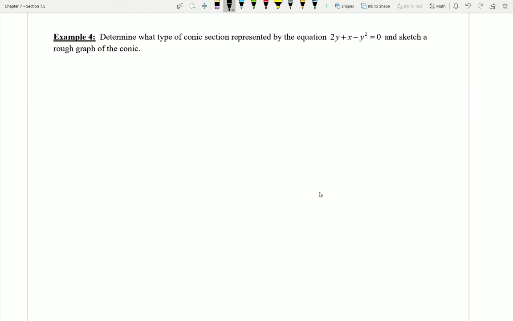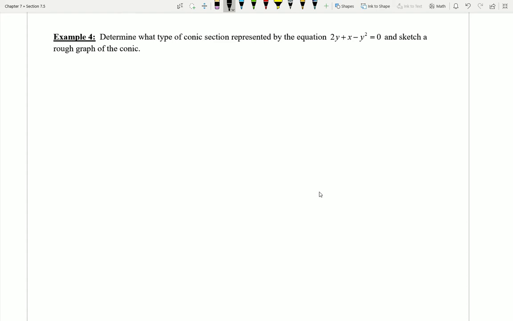Example 4 is the last example in this section. Let's see if we can determine what type of conic section is represented by this equation. Actually, if I just carefully look at this right away, I might notice that there's only one squared term here. In all the previous examples, if you were to go back, you would find that there are multiple squared terms, like an x squared and a y squared.